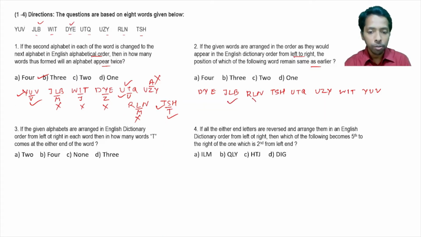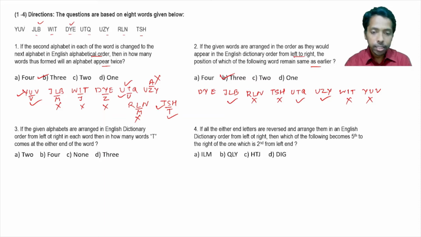The third one, no. Fourth, here is DYE, TSH, no. UTQ, the fifth one, yes, it's satisfying. Sixth one, UZY, this is also satisfying. WIT, here is RLN, so this is not satisfying, and not the eighth one as well. So only three. Here is answer option B.